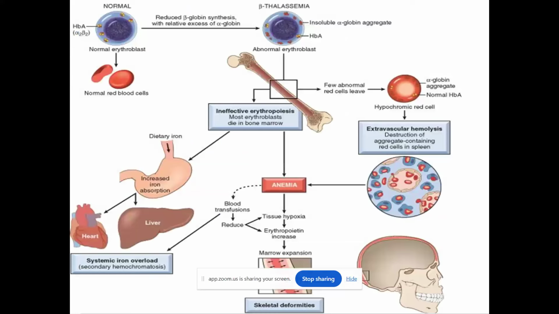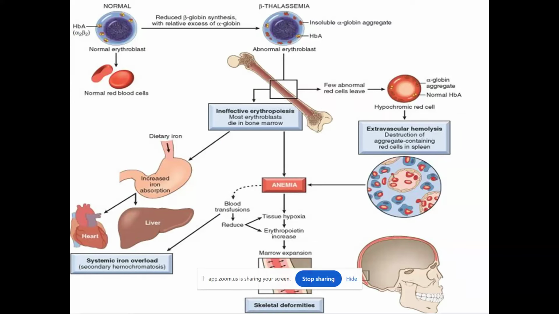In thalassemia, consider how the alpha chains and beta chains combine. In normal erythroid cells, alpha 2 and beta 2 are seen. In thalassemia, beta globin chains are reduced. So there will be an excess amount of alpha globin, which is seen as insoluble alpha globin aggregates in the red blood cells. So these are erythroid precursors.